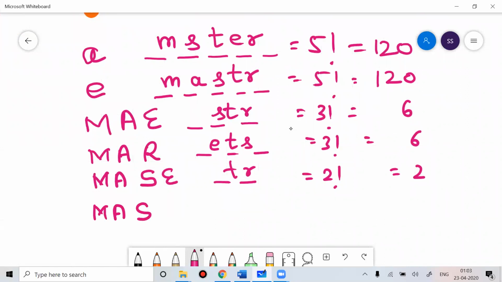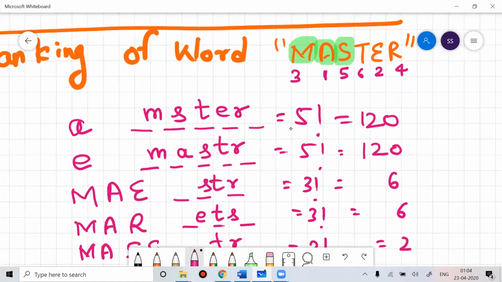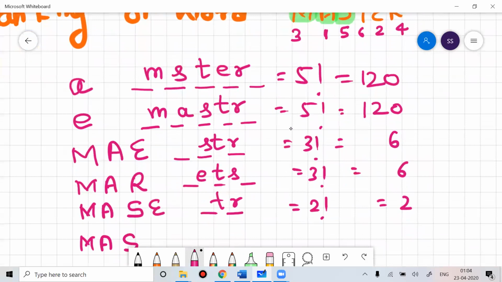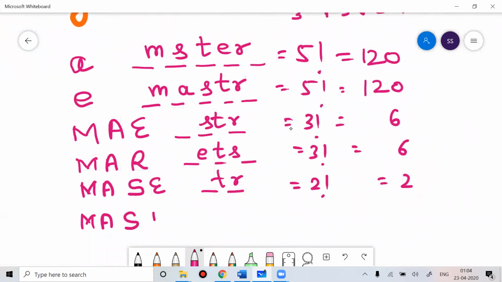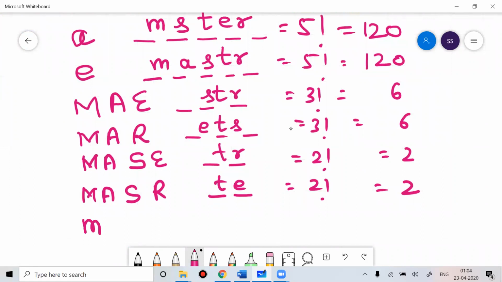Now after MASE, what letter will come? After E, you can see here, what letter will come? R will come. MASR. How many can you make? Again 2 factorial, which means 2. Okay, done.